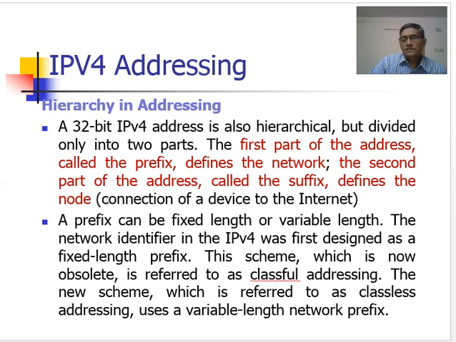A prefix can have fixed or variable length. IP version 4 addresses originally use a fixed prefix length. Since it uses a fixed prefix length, we call it the classful addressing scheme. There is another scheme called classless, in which the prefix length is variable, which we will learn in detail in the next video.